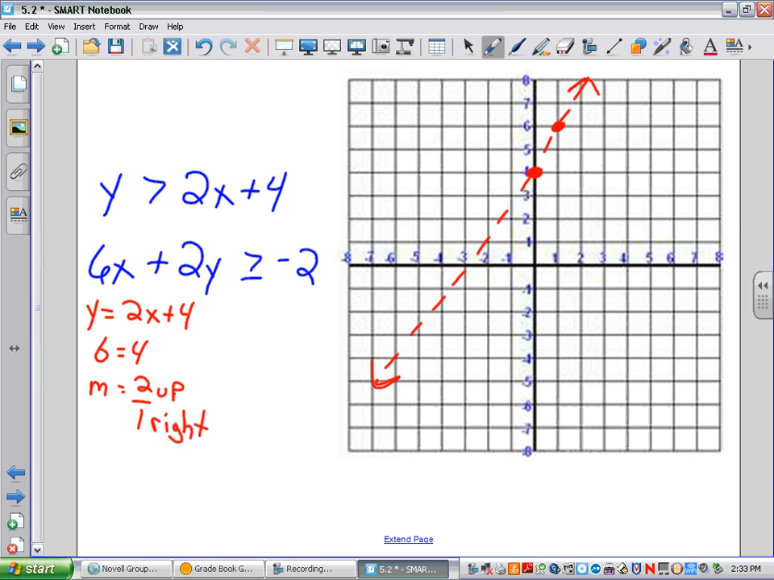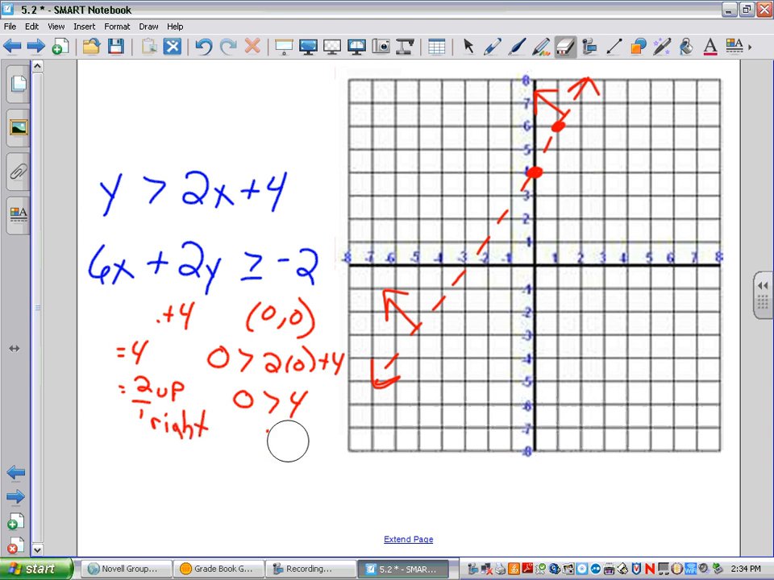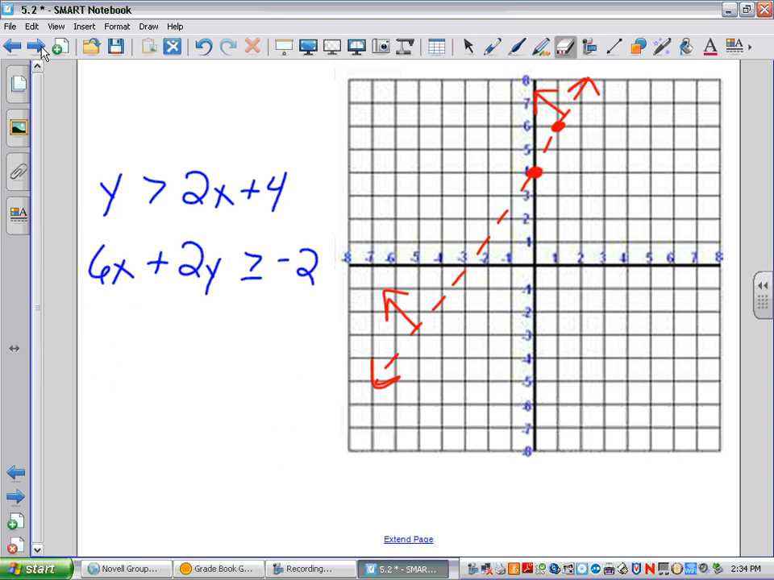Test point 0, 0. Plug it in. 0 is greater than 2 times 0 plus 4. In other words, is 0 greater than 4, and that's a no. So I'm going to shade this way. Just put my arrows in there for now. Don't shade yet because I haven't graphed the second line yet. And I need to erase all of this in red just to give me some room to write.